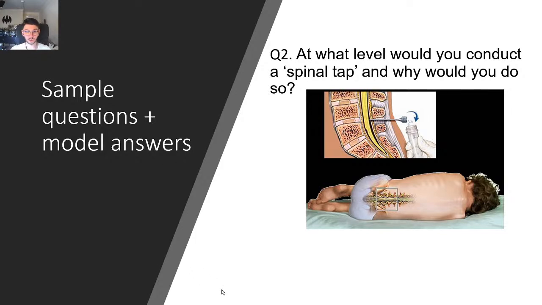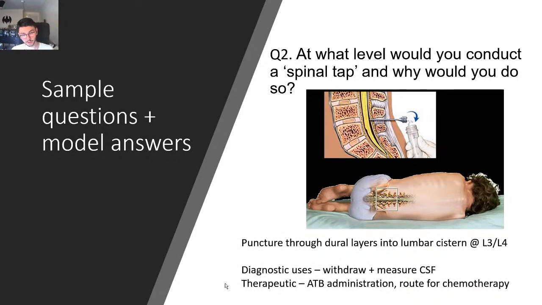Now there are two uses for this. You have a diagnostic use, which means you withdraw and measure the CSF, and by this you can either measure the CSF pressure, or you can see if there's blood in the CSF, if you're looking for a hematoma. Secondly, it has a therapeutic benefit. This is your antibiotic administration. You can administer antibiotics directly through here if you have a spinal infection, but it's also a route for chemotherapy. Spinal tap is very similar to an epidural. It's the same procedure, at the same level.